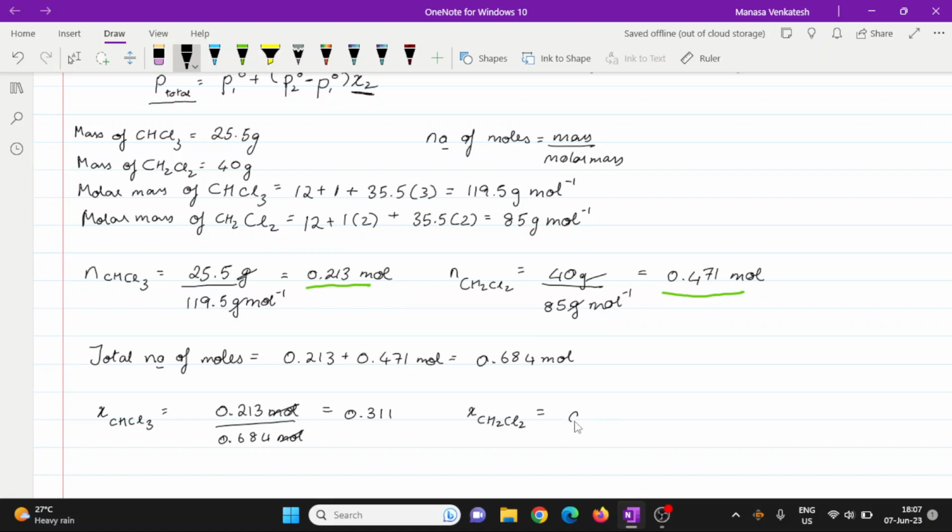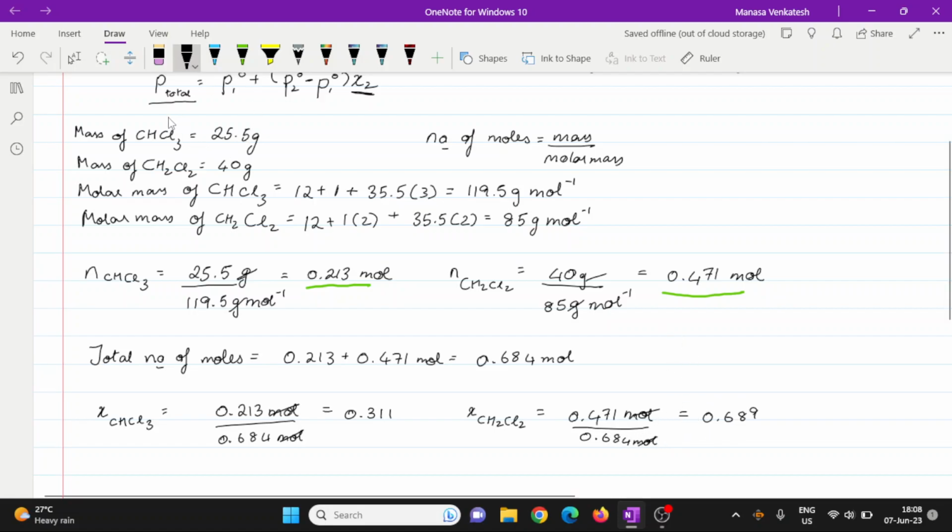But I'm just going to show it by dividing. So 0.471 moles divided by 0.684 moles. Again, mole and mole get cancelled, giving us the mole fraction of dichloromethane as 0.689. Okay, so this is the mole fraction of both dichloromethane and chloroform.